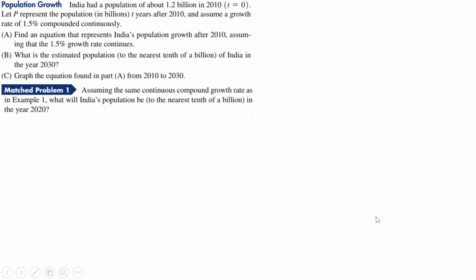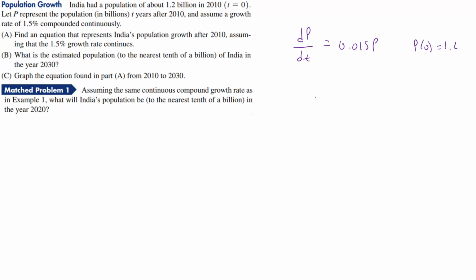All right. So what do we have here? This is the actual problem. It says, assuming the same continuous compound growth rate as in Example 1, what will India's population be, to the nearest tenth of a billion, in the year 2020? Well, we have to figure out what our equation is. If India had a population of 1.2 billion in 2010 at time equals 0, let P represent the population in billions t years after 2010, and assume a growth rate of 1.5% compounded continuously. Let's come up with our equation. Our dP/dt is equal to 0.015 times P, and P of 0 is 1.2.